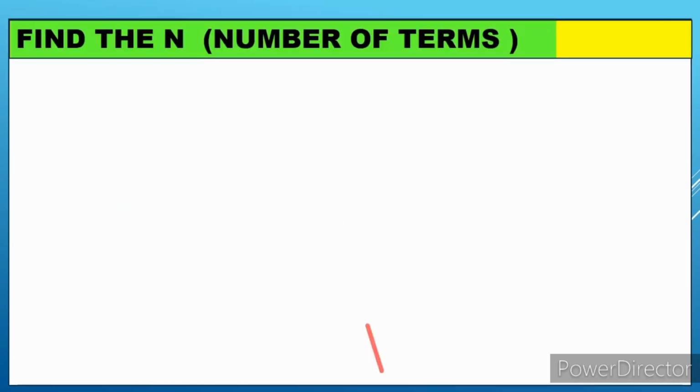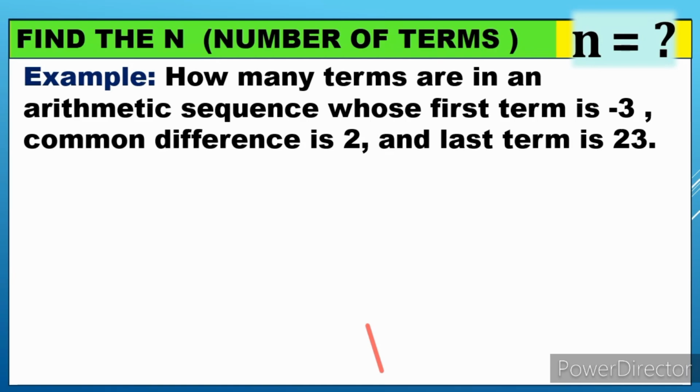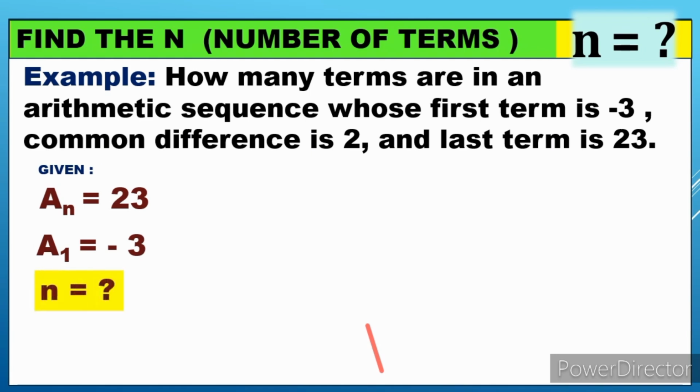Okay, now let's have the next objective. Find the n, or the number of terms of the sequence, where n is unknown. Example: how many terms are in an arithmetic sequence whose first term is negative 3, the common difference is 2, and the last term is 23? The first step is to find what are the given. Okay, we have a sub n equals 23, a sub 1 is negative 3, and we have the n which is unknown. And we have the d, or the common difference, 2.